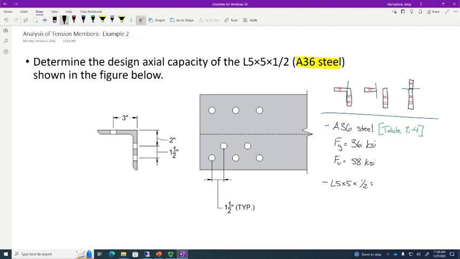Somebody shout out one. Okay, hold on. I'm going to get to R in a second, but I heard somebody else say something. What was that? Gross area. The gross area. We're going to need the gross area. What is the gross area for this member? Okay. So we need 4.79 square inches.